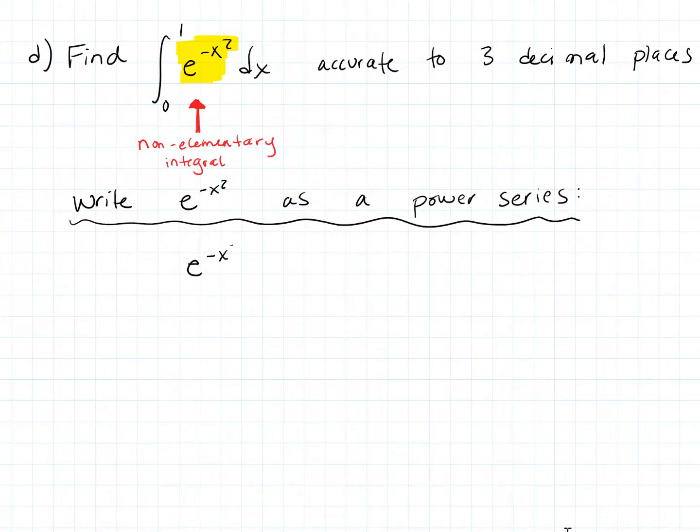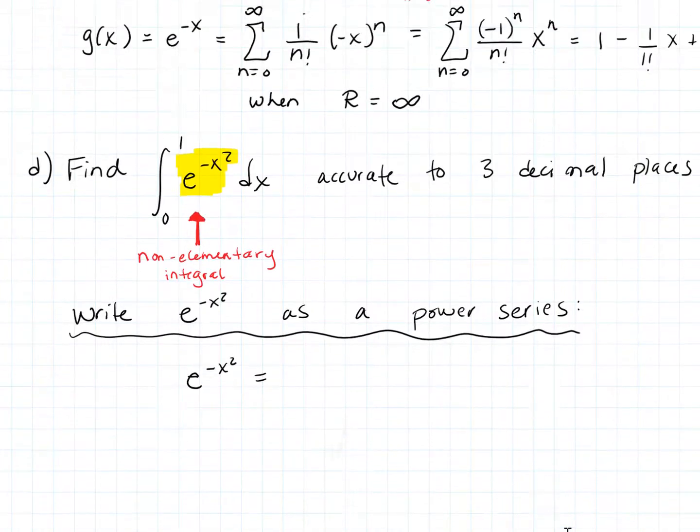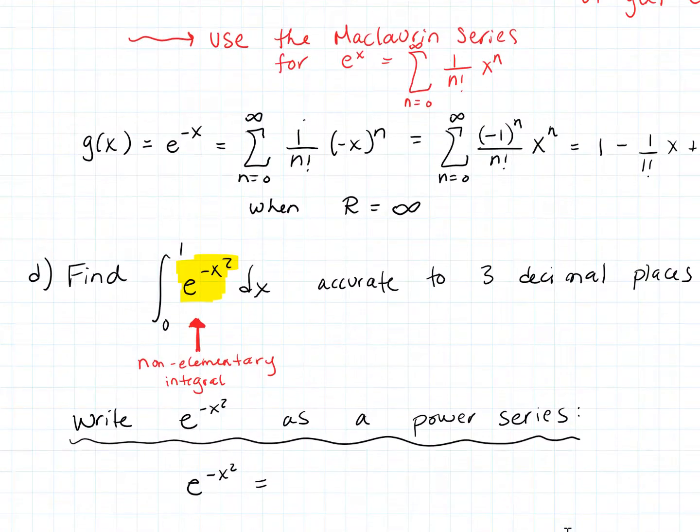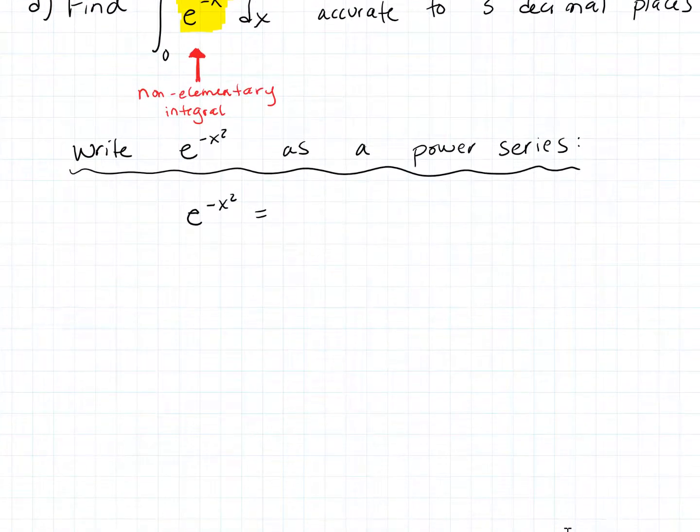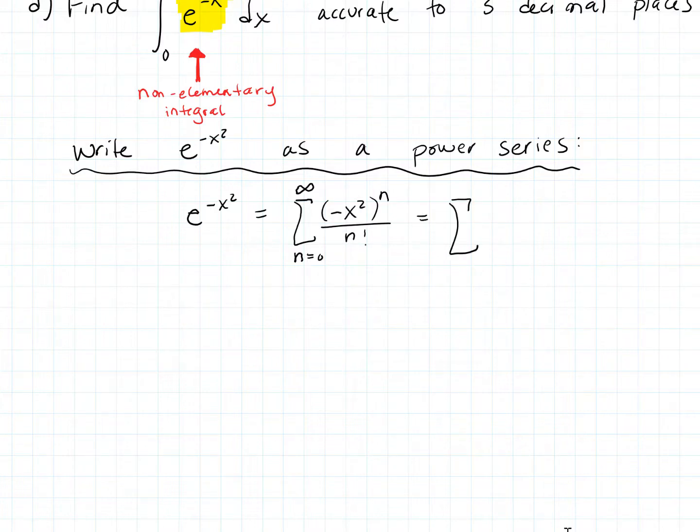For e to the negative x squared, we're going to use the Maclaurin series for e to the x, which is the sum of 1 over n factorial x to the n. But we're going to replace x with negative x squared. So this would have to be equal to the power series from n equals 0 to infinity of negative x squared to the n over n factorial. We can simplify that a little bit because we're going to use that in an integral. So that's going to be negative 1 to the nth x to the 2n over n factorial.